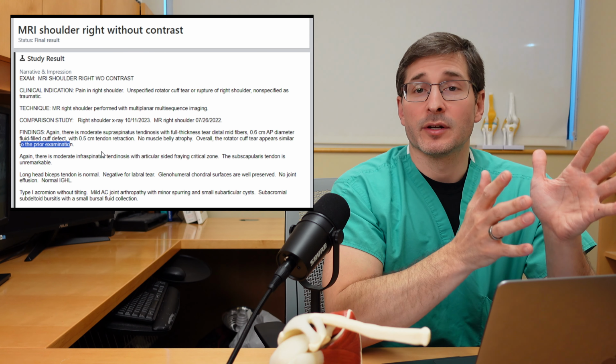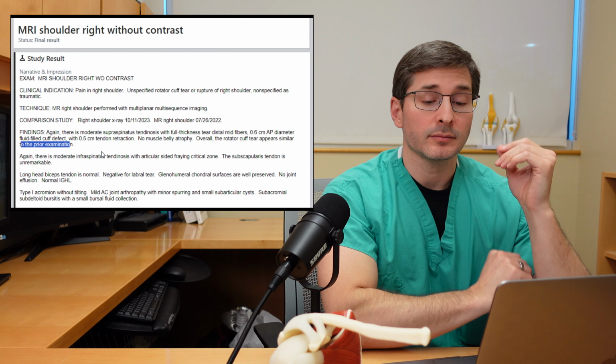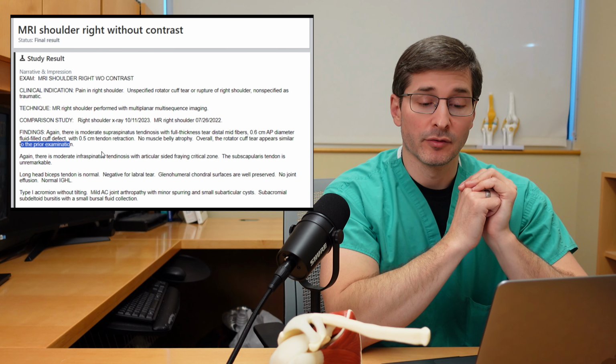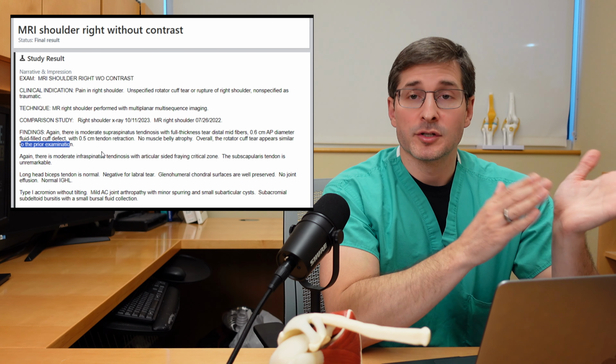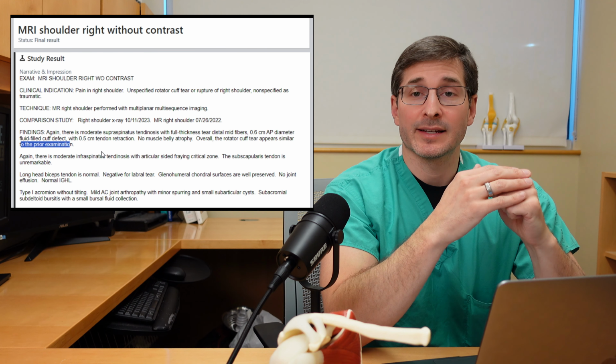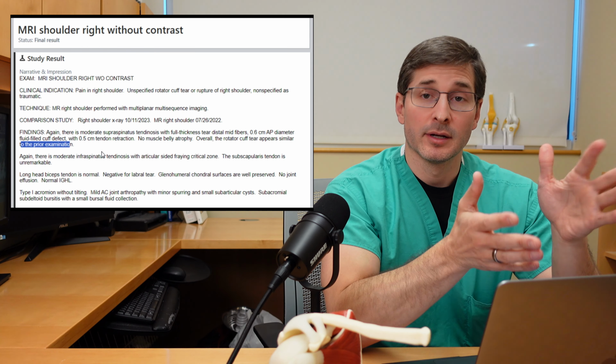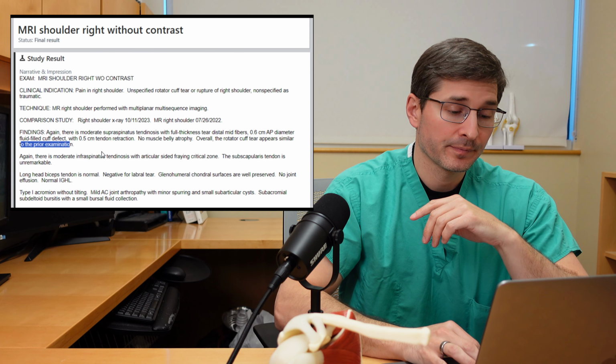And one of the things about rotator cuff tears is that sometimes they can get bigger over time. And so on this new MRI, what they've been able to see is that the tear actually hasn't gotten bigger since the first study.